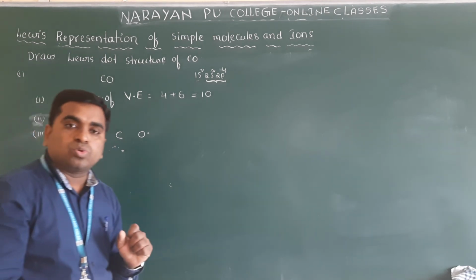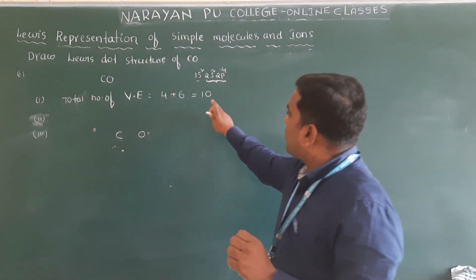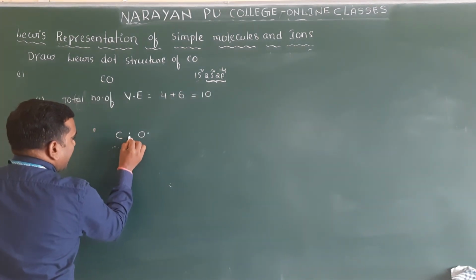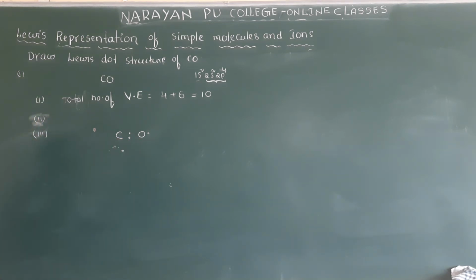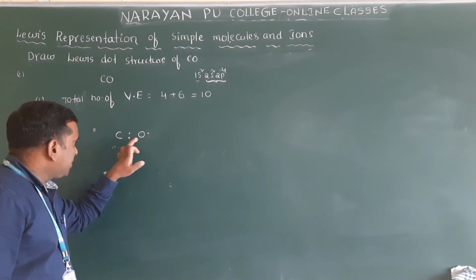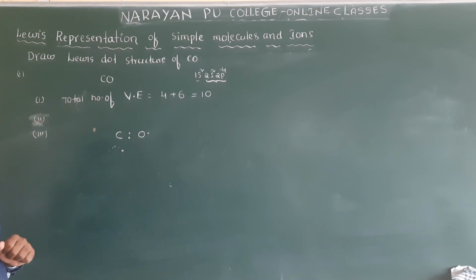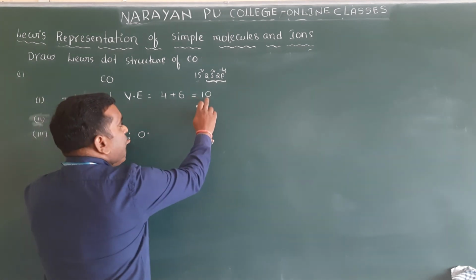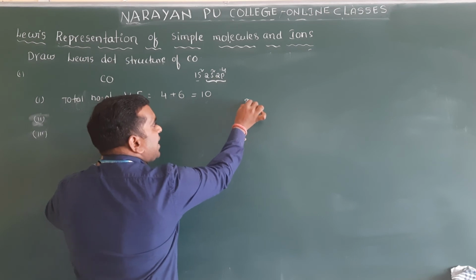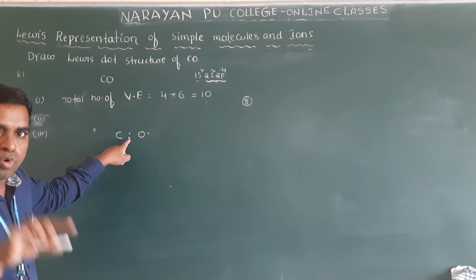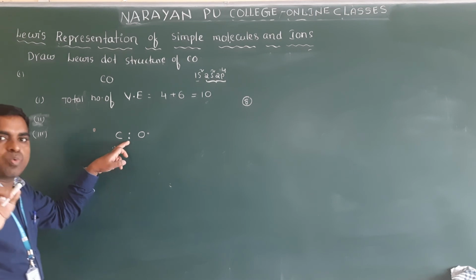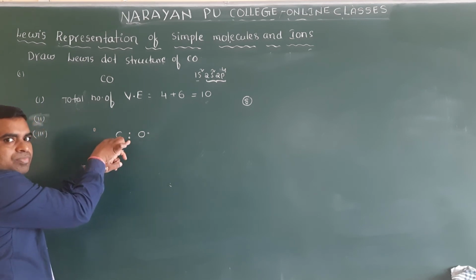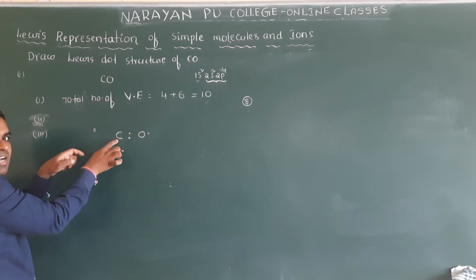Next, 10 electrons are there. First you have to write one pair of electrons between the 2 atoms. For the fourth rule, you write 2 electrons between the 2 atoms. It represents a single bond. We have used 2 electrons. How many are left? 8 electrons, which means 4 pairs. Now first complete the octet of the terminal atom, not the central atom. This is the terminal atom, this is the central atom.